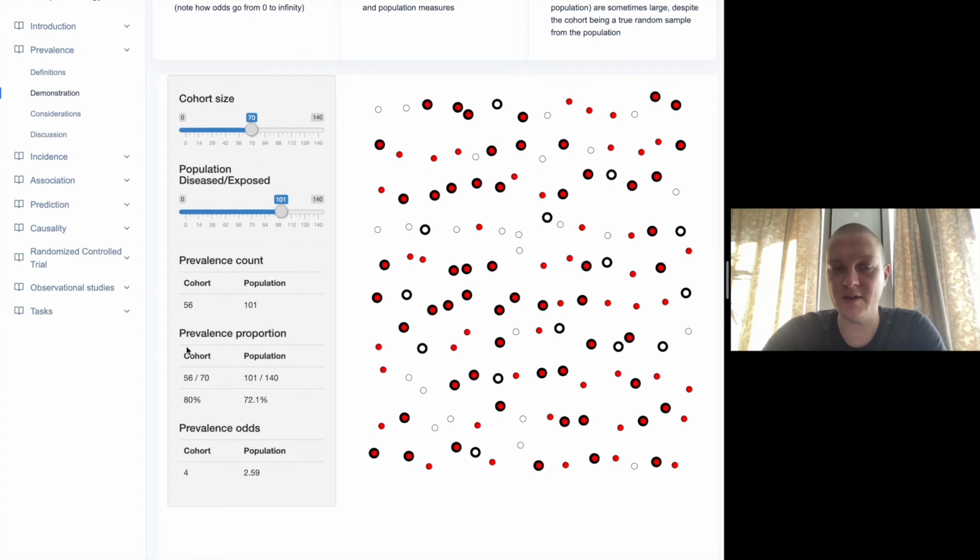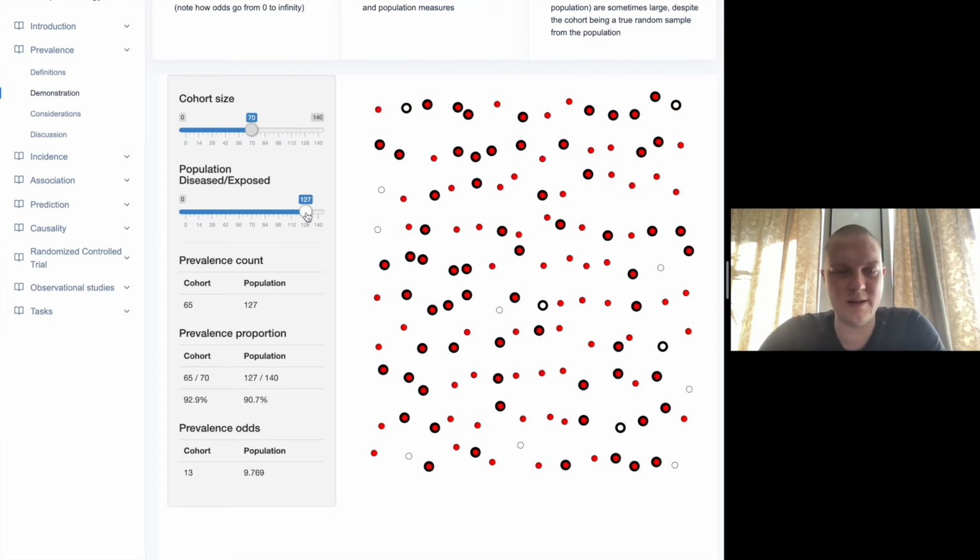We estimated a prevalence proportion of 80%. The true prevalence proportion was 72.1%. We estimated an odds of 4, while the true was 2.59. Again, I'm bashing the odds, but you see how, if you're not very careful and don't understand the odds, you can get fooled by big changes in odds, which actually don't translate to such big changes in the prevalence proportion. And as this grows, you can play around and see what happens.